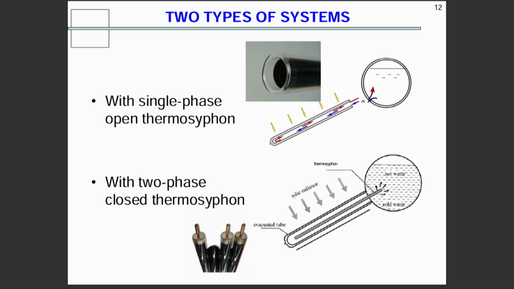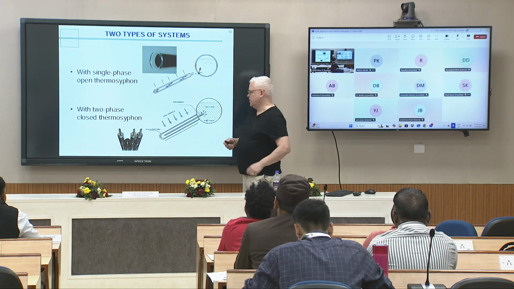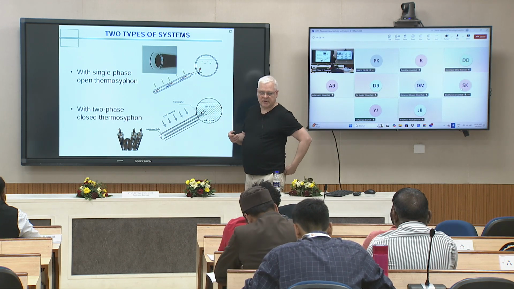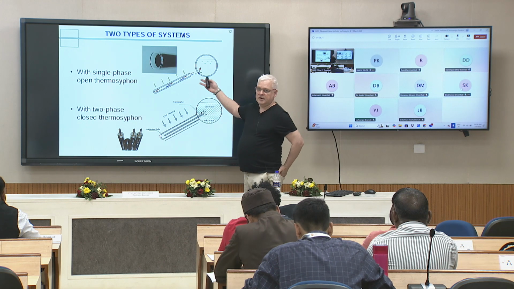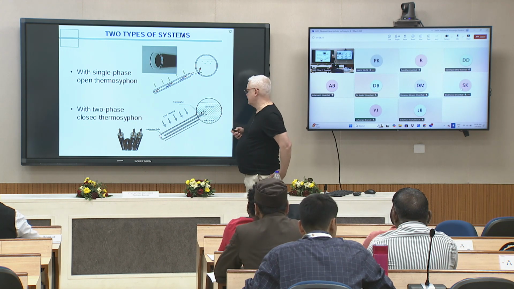Thanks to that, you can reach 180 degrees, not with this system, which is more dedicated to domestic hot water, so you will not reach so high a level of temperature. But it is very economic, not expensive.